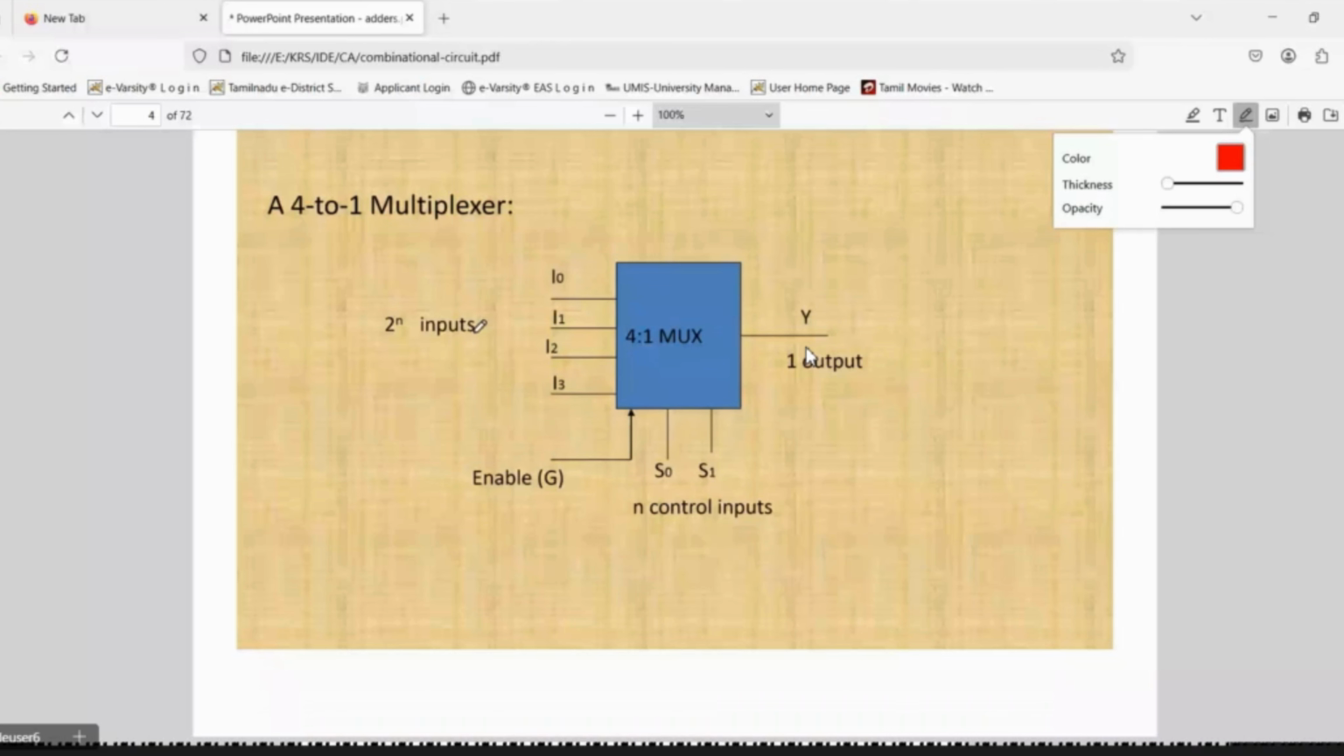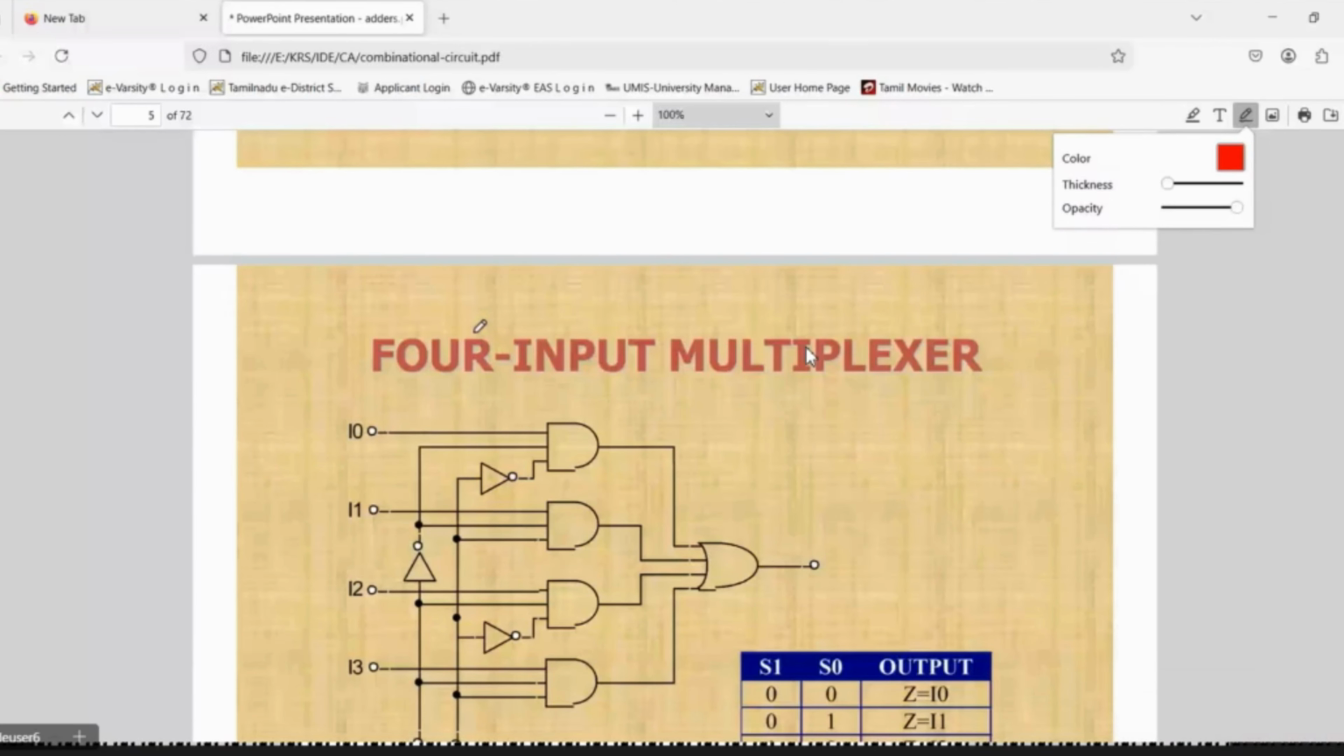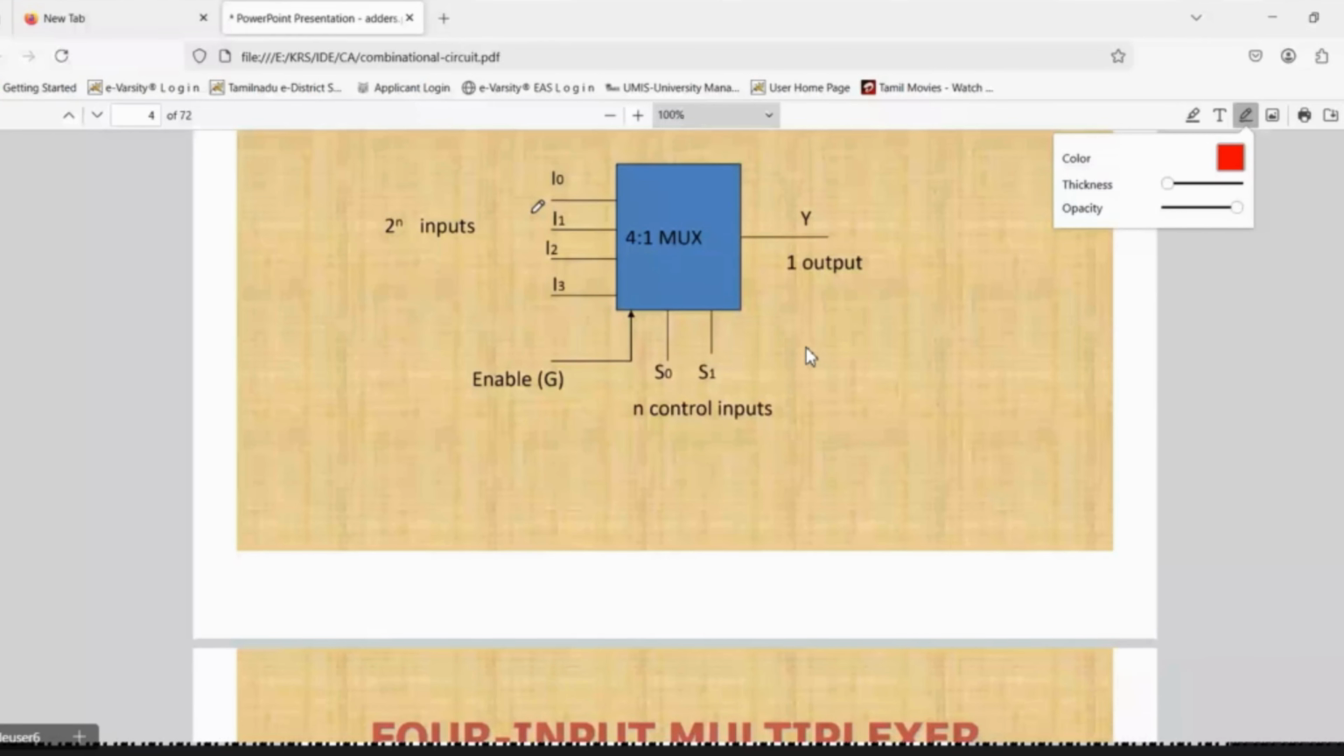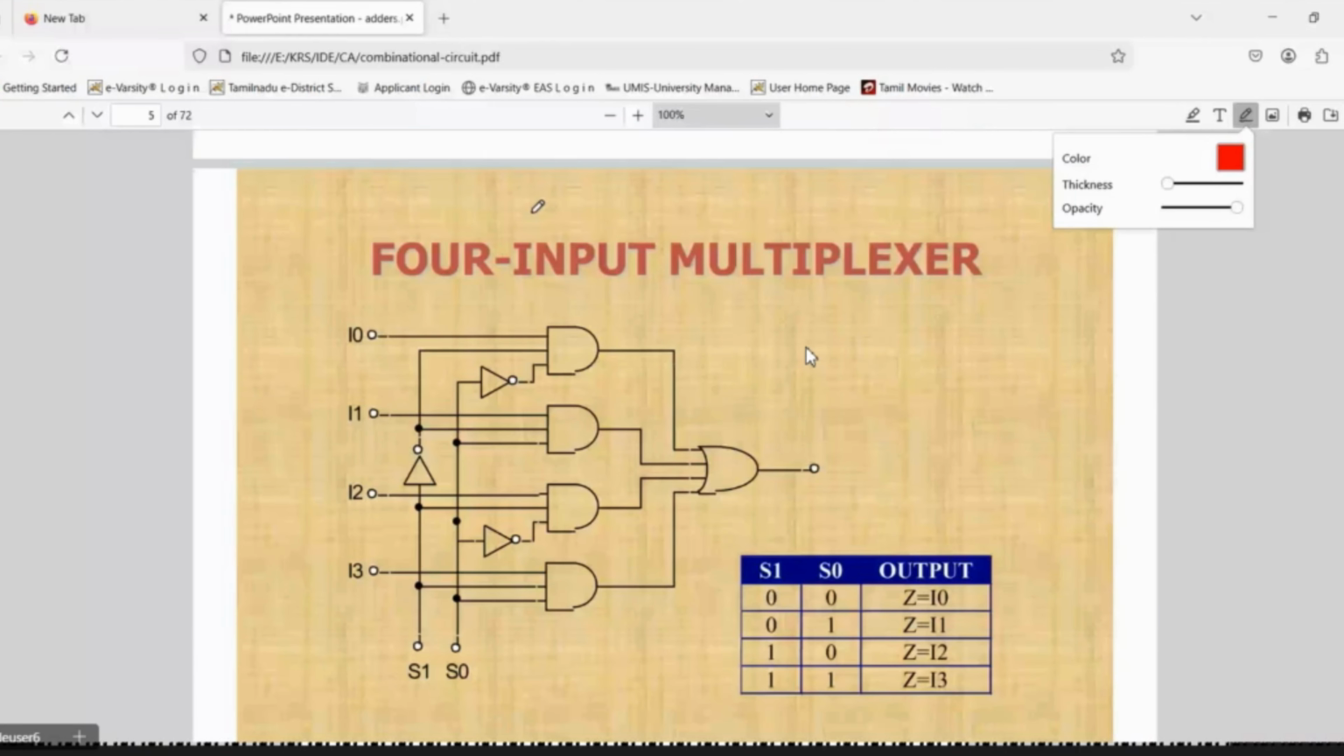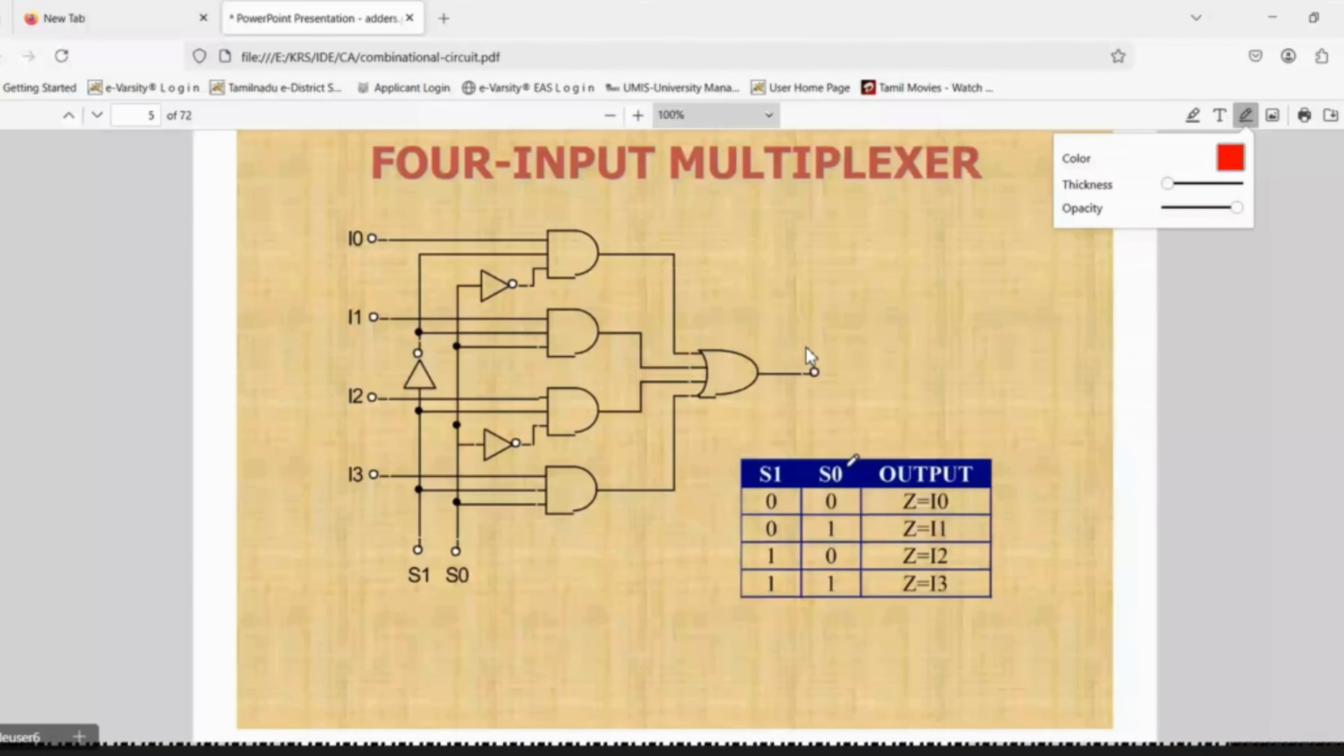Then this is on the block diagram. Then this is logic diagram. 4 input multiplexer. So there are 4 input lines I0, I1, I2 and I3. So there are 4 AND gates, 1 OR gate. So 4 input multiplexer, a 4/1 multiplexer. Logic diagram of 4/1 multiplexer. That is 4 input line and 1 output line.